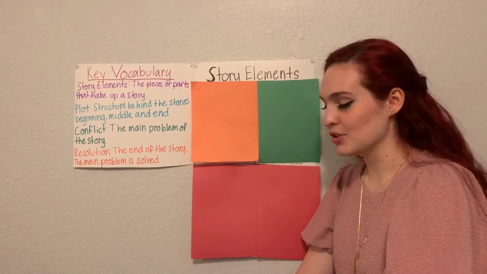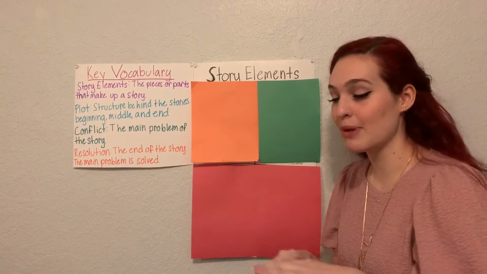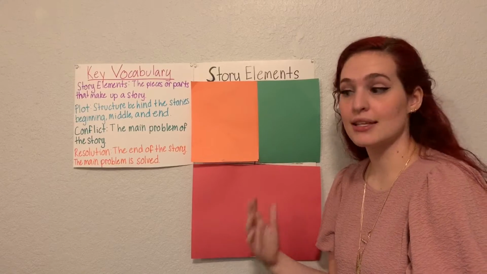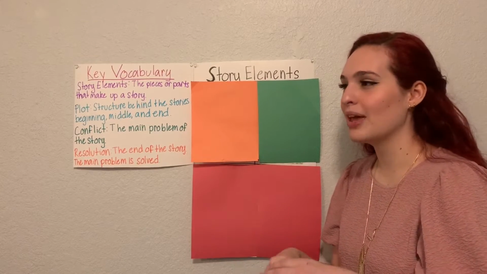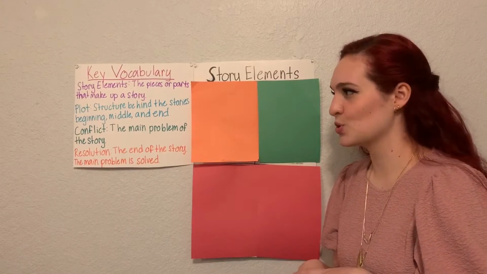If you think of a puzzle, you have a bunch of little tiny pieces that you have to connect together to make a big picture. We can think of story elements just like this. You have different parts of the story that when you connect it together, it makes way more sense and gives you a little bit more knowledge behind the story.